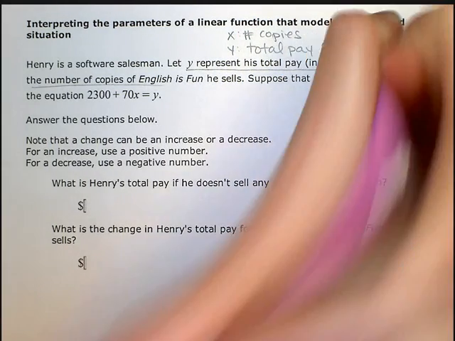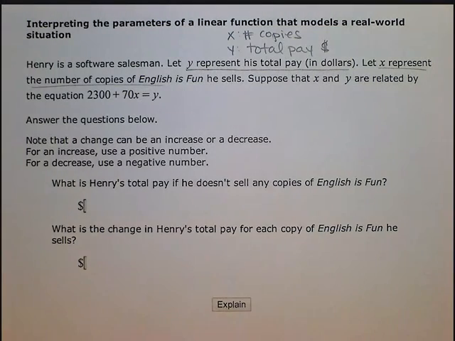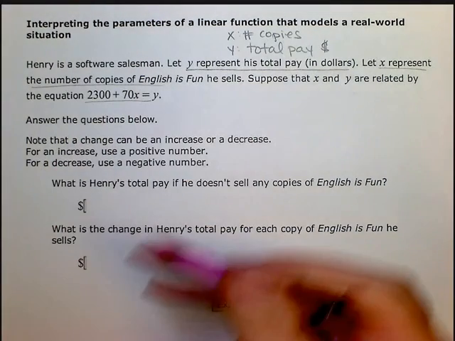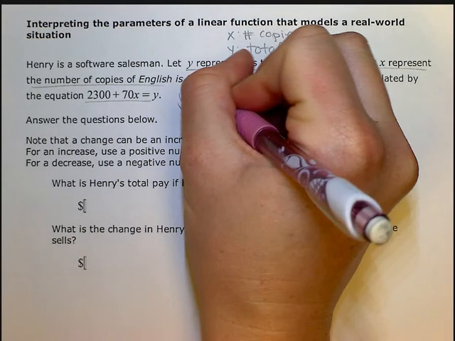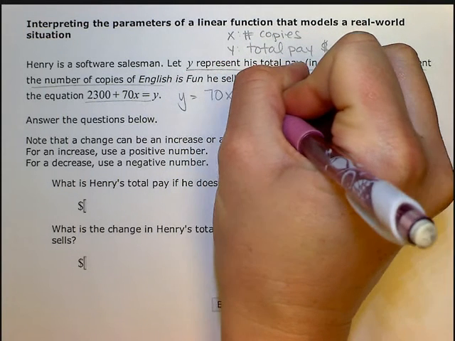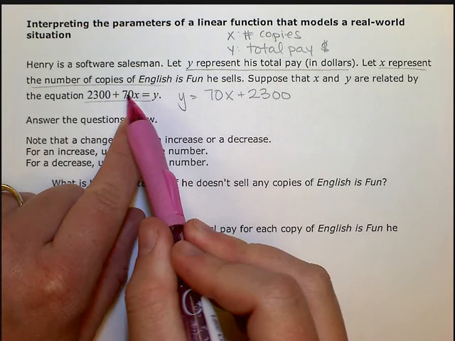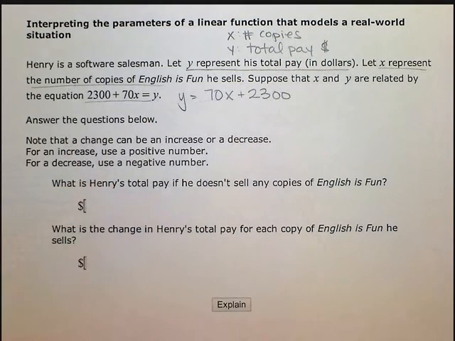Now that I know what x and y are, I also have this equation 2,300 plus 70x equals y, which I'm going to rewrite into the form I like a little bit better, just reorder it into y equals mx plus b. See how this one is y equals xm plus b? I just switched it around, so I'm more familiar with it. All right, now let's look at the questions.